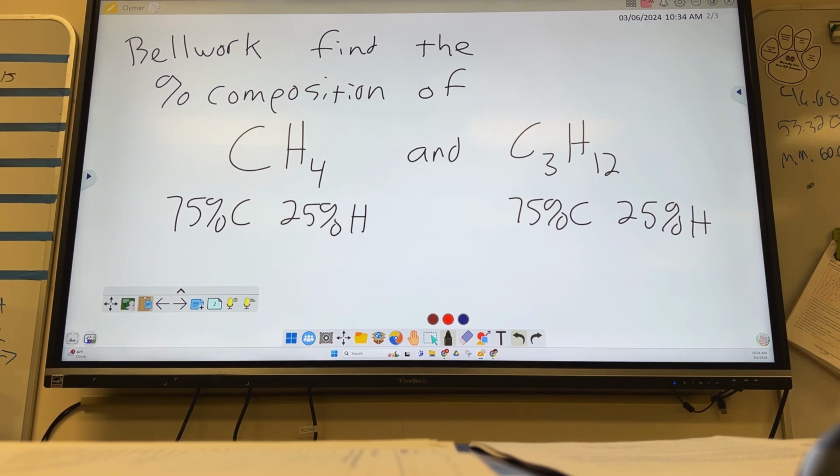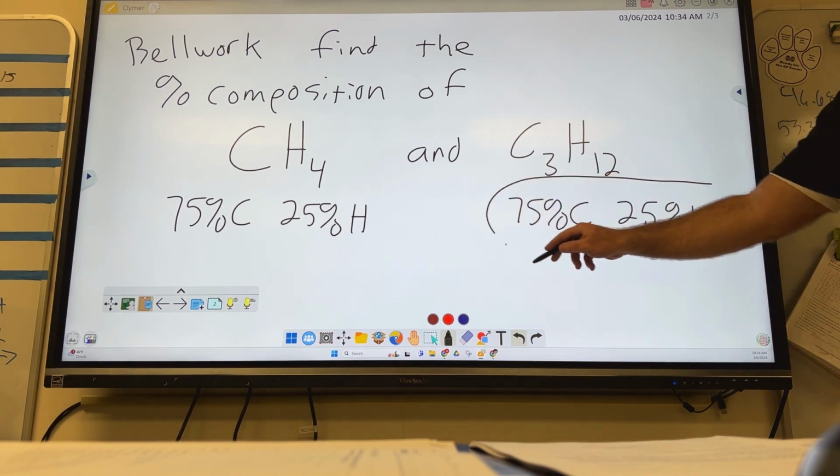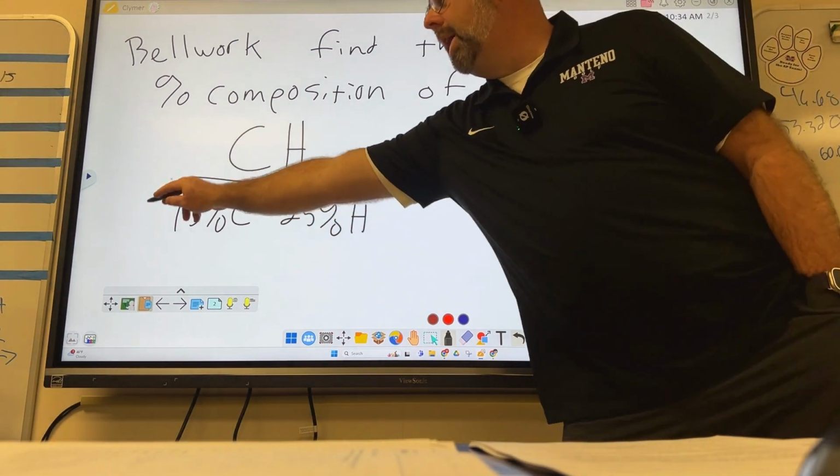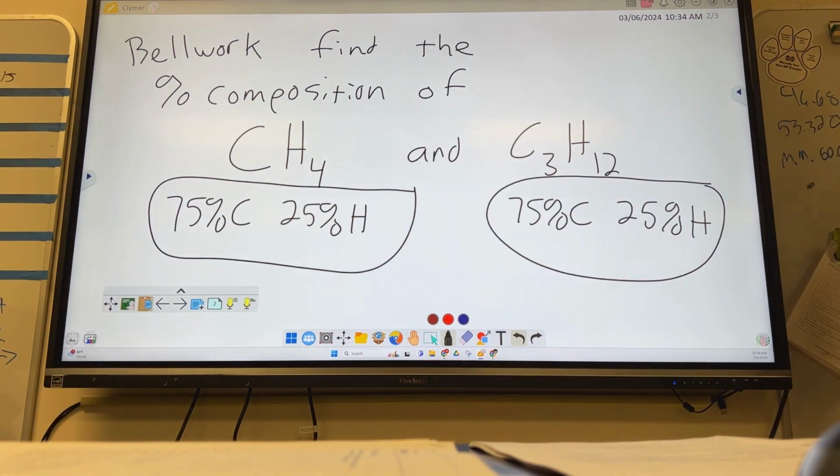Are these the same compounds? CH4 and C3H12, are those the same thing? Would they have the same properties, the same color or solubility or whatever? No, these are different things. But how on earth can they have the exact same percent composition, though? How's that possible? The same ratio of them? Yeah, these are the same ratio.